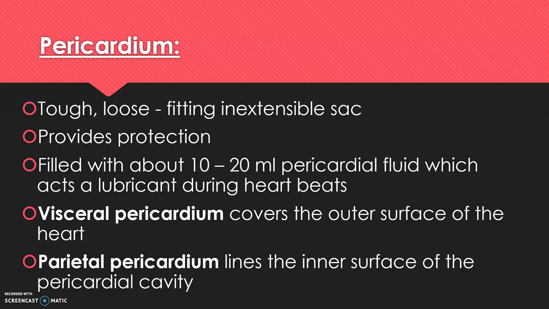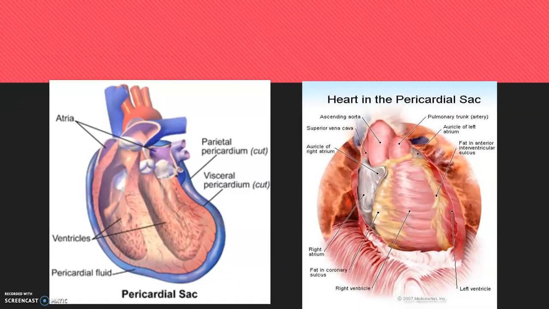Now there's two different layers. There's the visceral pericardium and the parietal pericardium. The visceral pericardium covers the outer surface of the heart, and the parietal pericardium lines the inner surface of the pericardial cavity. And you can see here the pericardial sac, and you can see the two layers, the parietal and the visceral layers. And again, this is for protection and lubricant.